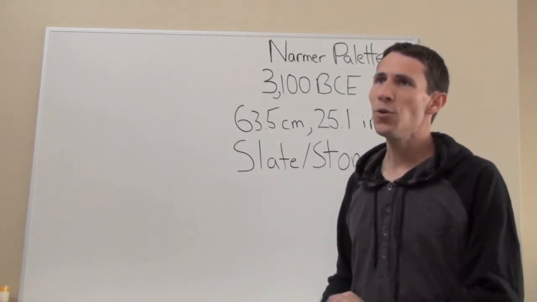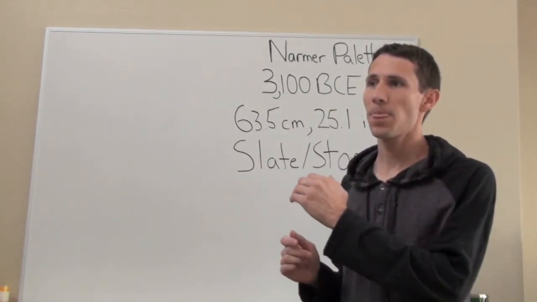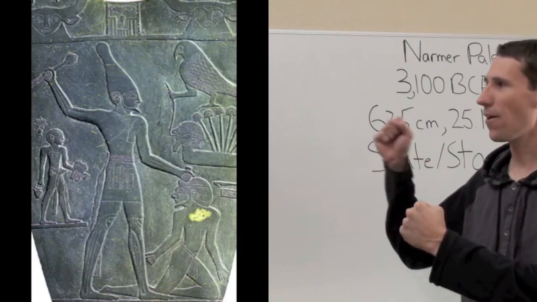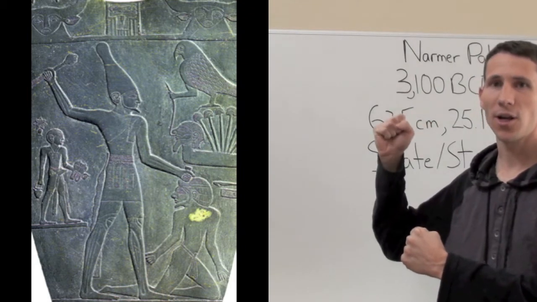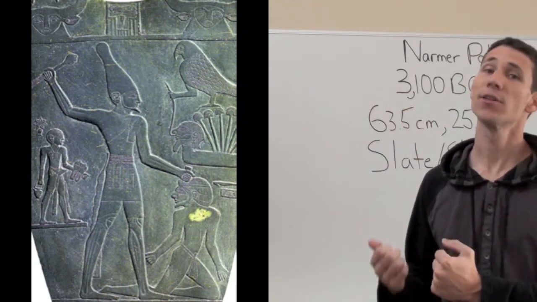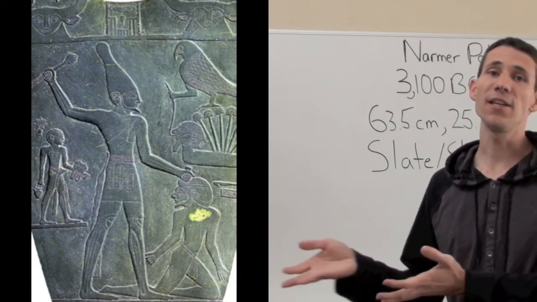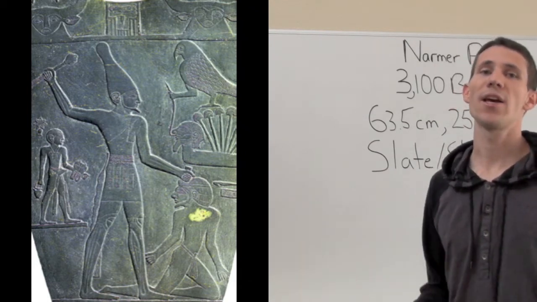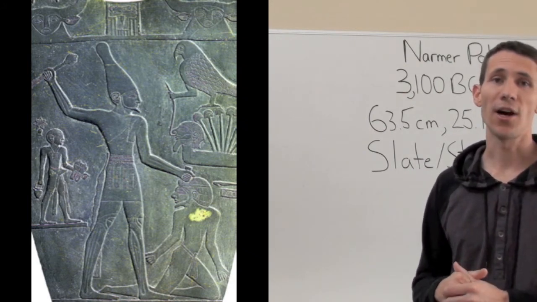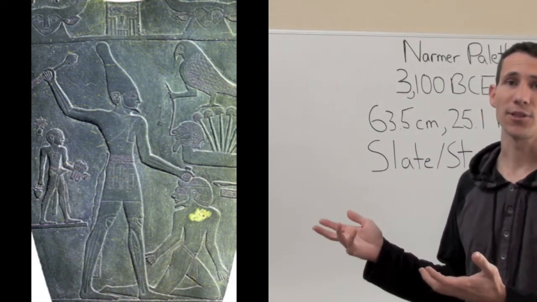And you have the pharaoh holding a prisoner by the hair, and then you have the pharaoh with a mace or a club in his hand, and he's about to basically crush the skull of the defeated chieftain, we could say, from Lower Egypt, the region of the Nile Delta.